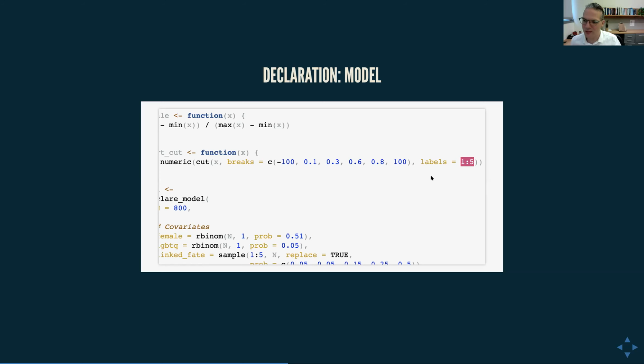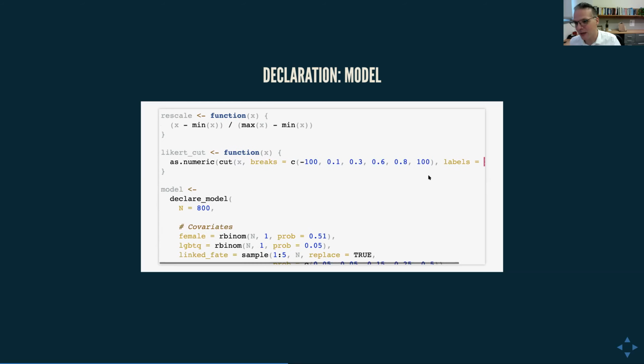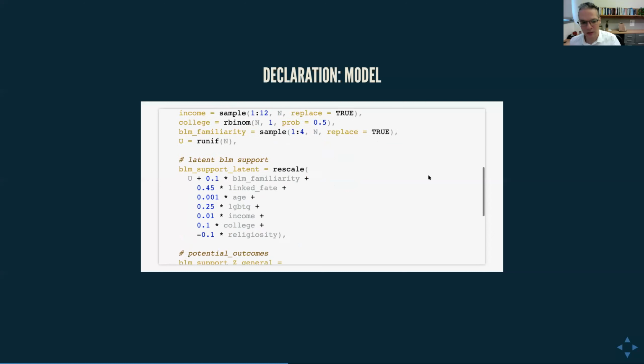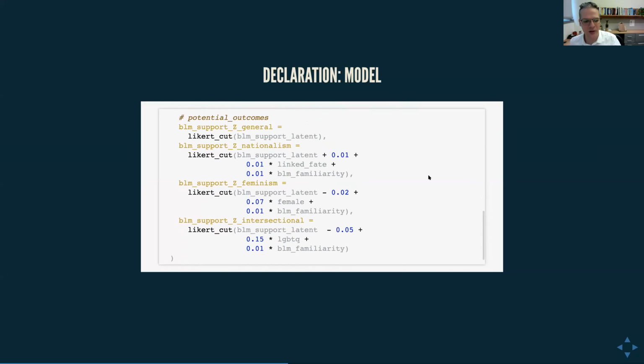This is important, right? All of the online power calculators are going to assume a normally distributed variable. The chunkiness of a Likert scale variable matters for power, matters for bias, matters for these things. So you want to simulate it like it's actually going to be. Those are the potential outcomes.